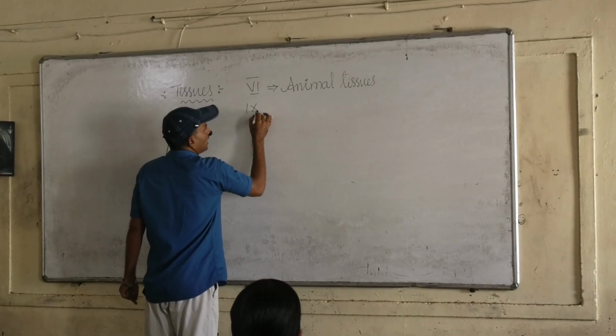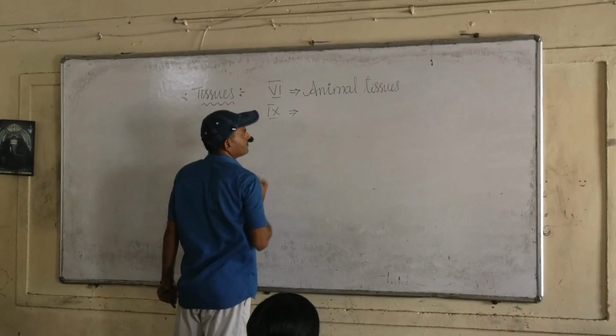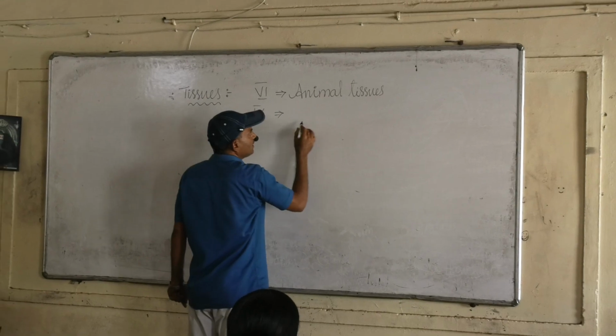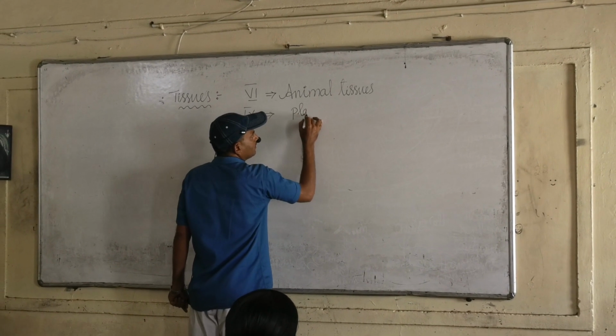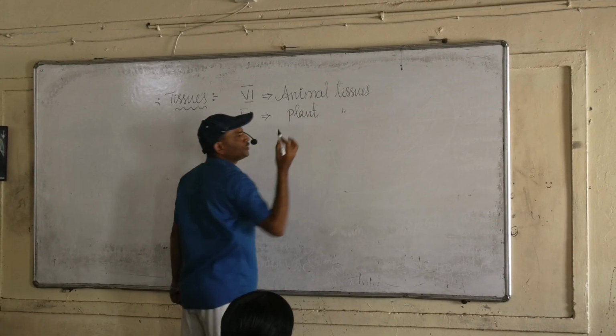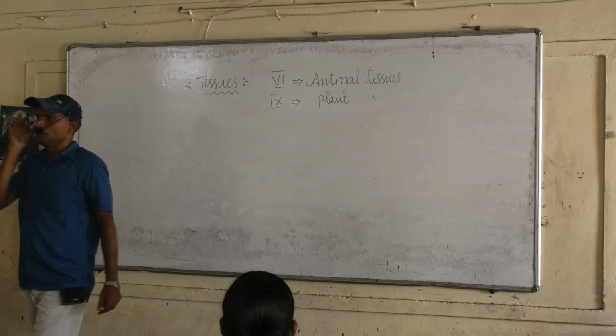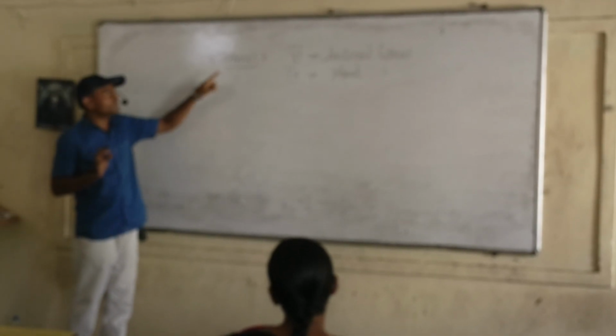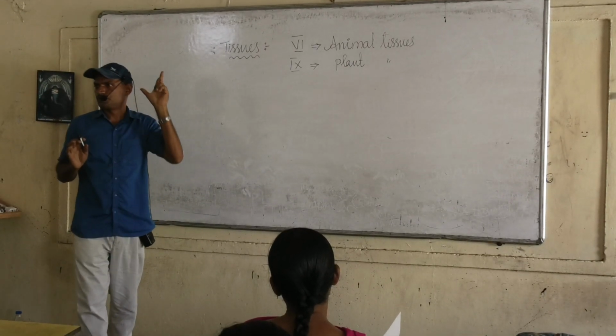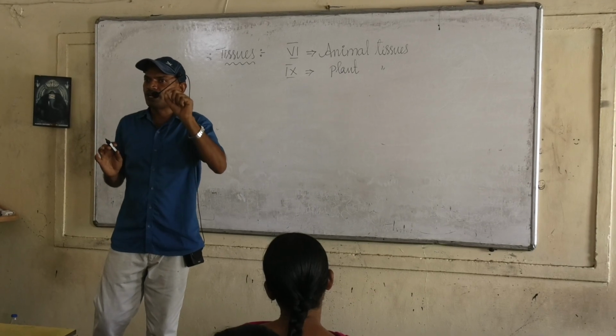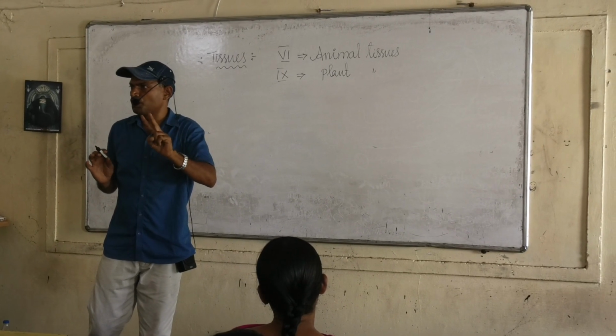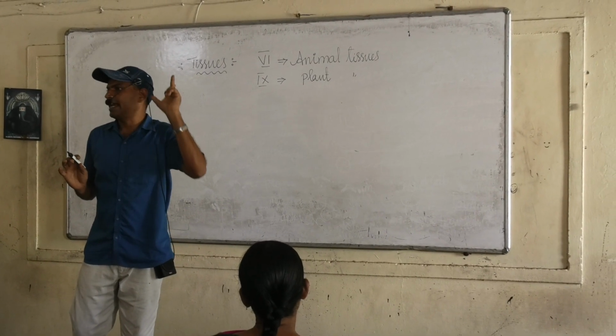Next, we shall come to 9th class. So in 9th class, important plant tissues are taken into consideration. So these are the 2 areas and 2 classes we are going to concentrate on in order to complete this particular chapter called tissues. Okay. So to complete tissues, which classes do we need to see? 6th class and 9th class.